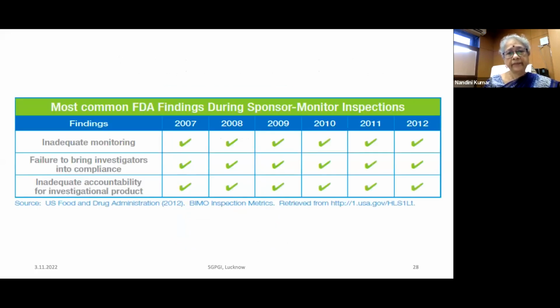The US FDA also did a 6-year study, and they also found inadequate monitoring. They also found fault with the investigators, that they were not complying with the requirements. And they found that the investigational product was not being taken seriously. There was inadequate accountability. Like if you were to keep it at, say, 20 degrees centigrade, it was kept at room temperature and things like that. So you can imagine what the condition of the product would be, how it will have its effect on the body, and therefore good outcomes can get skewed.